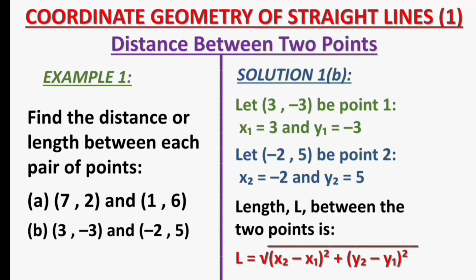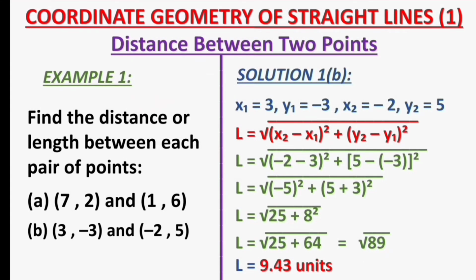Let's see if you are right again. Substituting the values x1 is equal to 3, y1 is equal to minus 3, x2 is equal to minus 2, and y2 is equal to 5 into our formula, the distance or length between the 2 points will be L is equal to 9.43 units. I hope you got that right again. Please take note of the solutions to example 1A and B.